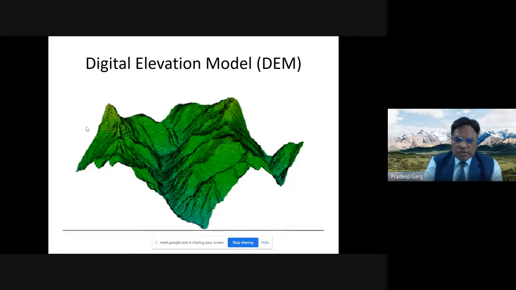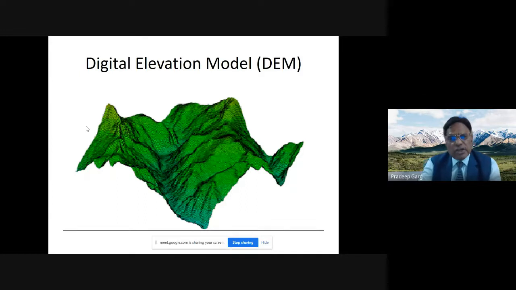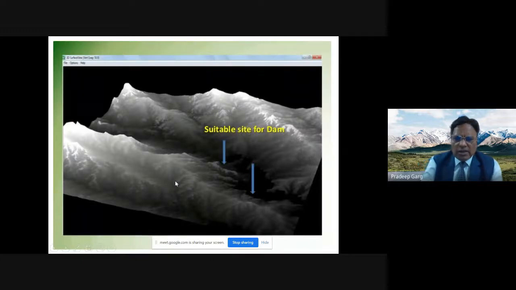So this is possible nowadays with the help of 3D modeling techniques, and this 3D elevation model is showing me the topography of the area, which point of the ground is higher. This is the higher ground and this is the lower valley area. So one can actually carry out some kind of planning related to that.